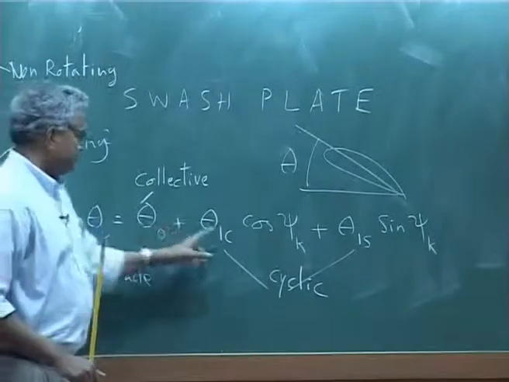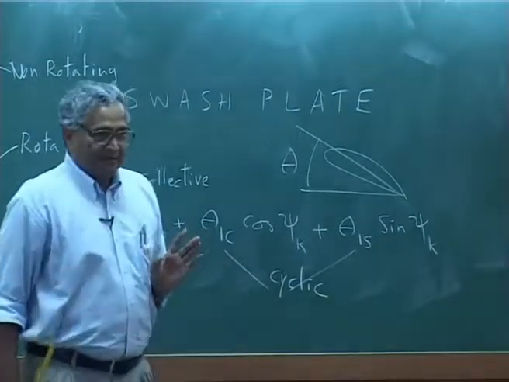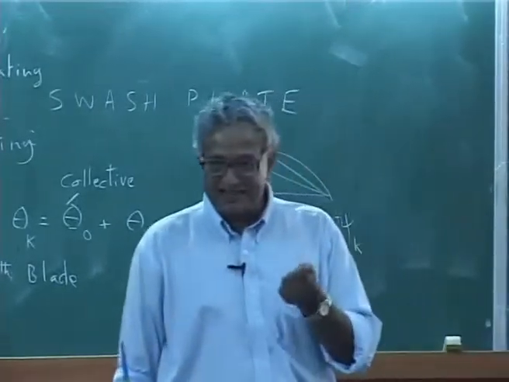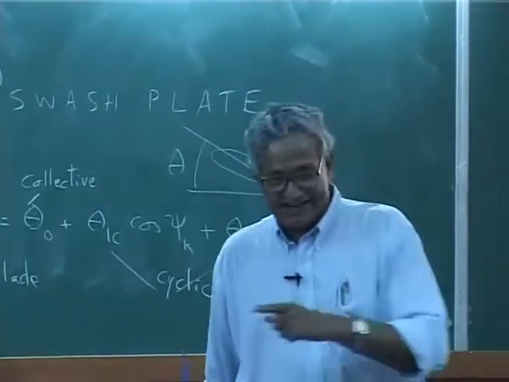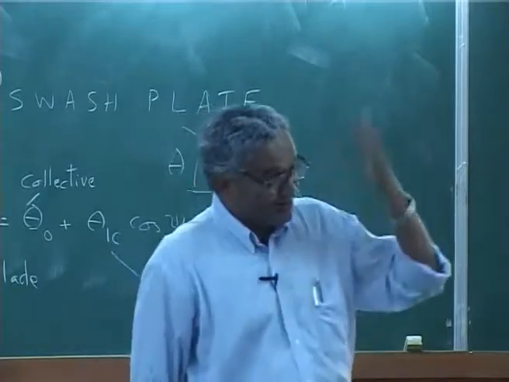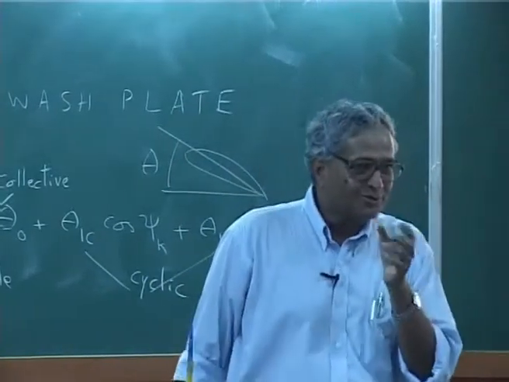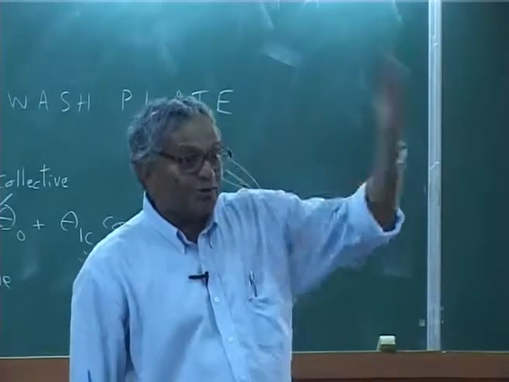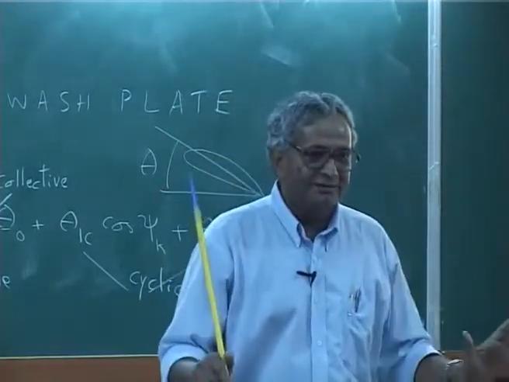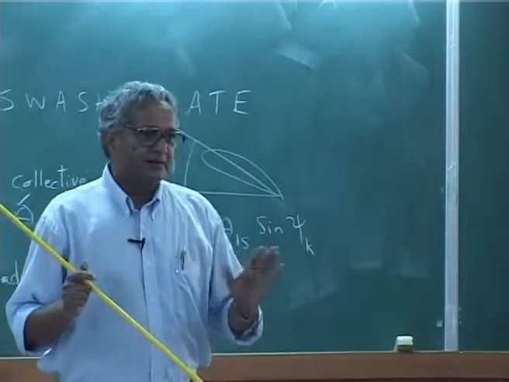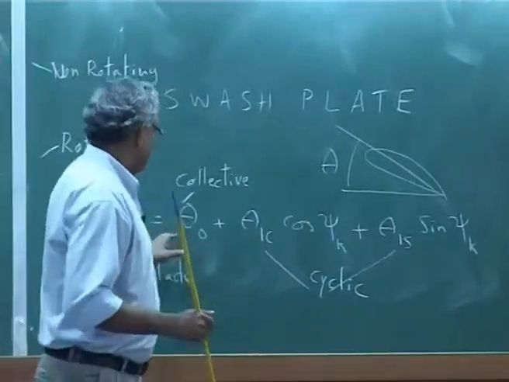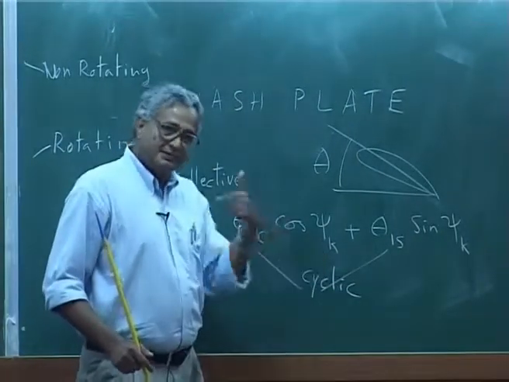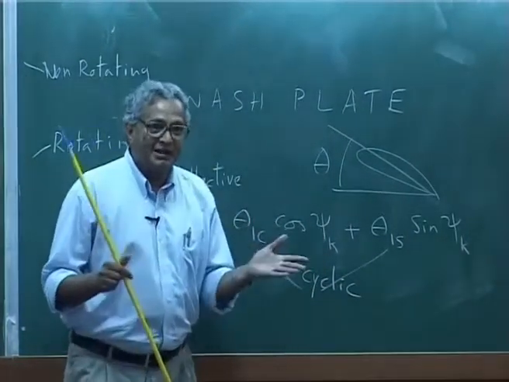So, you have collective. I call them cyclic. I am not now assigning whether it is a longitudinal cyclic or lateral cyclic. Please understand, that requires dynamics. What you call longitudinal, what you call lateral, you have to know a little bit more about the dynamics. Right now, they are called cyclic inputs, and k represents the azimuth of the kth blade.